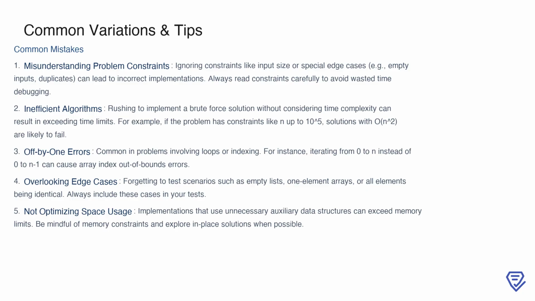Understanding common mistakes is crucial for solving problems effectively. First, misunderstanding the problem constraints can lead to avoidable errors. For instance, if you overlook edge cases like empty inputs or duplicate values, your solution might fail in those scenarios. It's essential to carefully read and account for all constraints before starting your implementation.